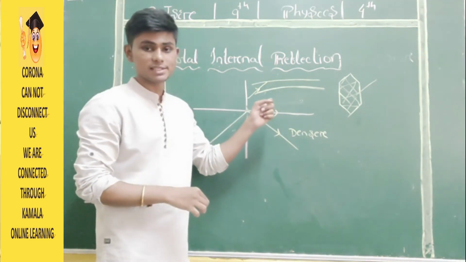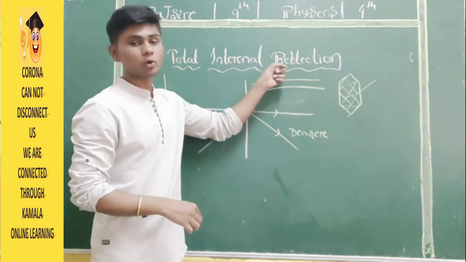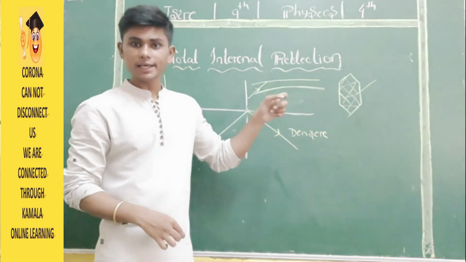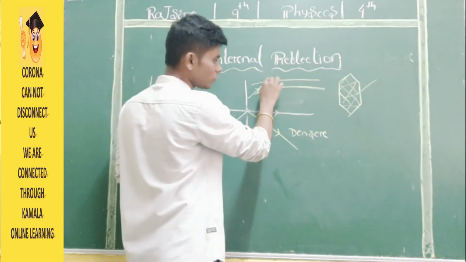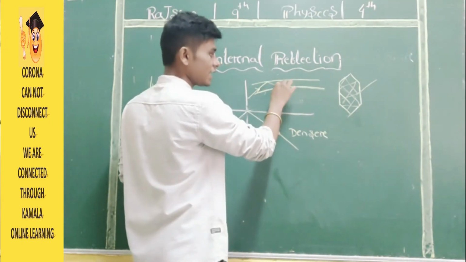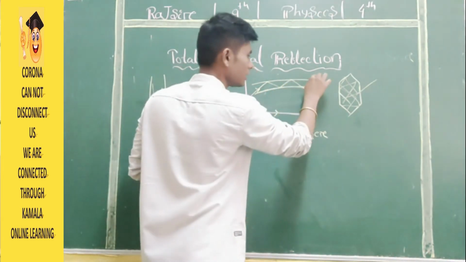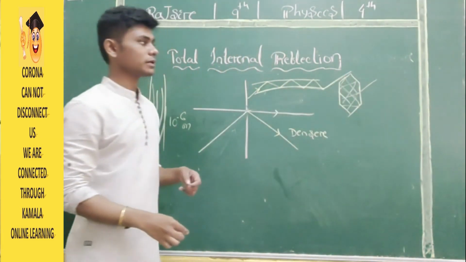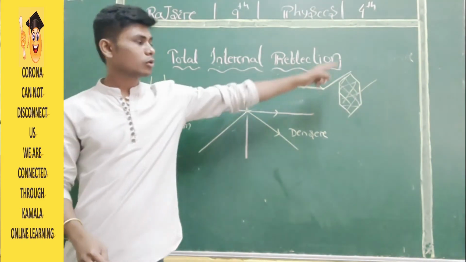Although it is made up of plastic and glass, it won't go out because it is exceeding the critical angle. After the critical angle is cleared, where will it come? It will come here only. Again, here also the same phenomenon will happen, and like this it will go on forward. The rays will go on like this.